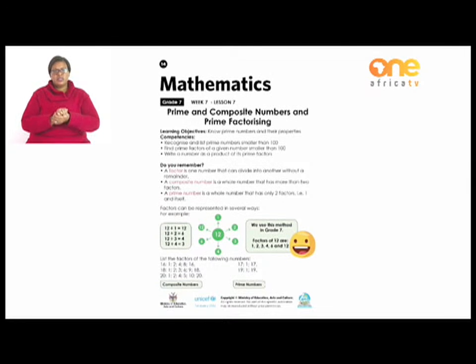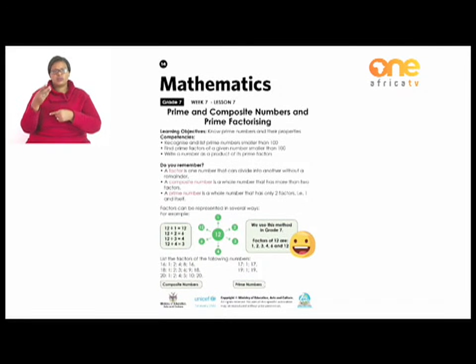For example, if you divide 12 by 1, you get 12; 12 by 2, you get 6; 12 by 3, you get 4; 12 by 4, you get 3. In the middle, we have 12. What is outside, pointed to by the arrows, are the factors of 12. In grade 7, we use these methods, whereby the factors of 12 are 1, 2, 3, 4, 6, and 12.